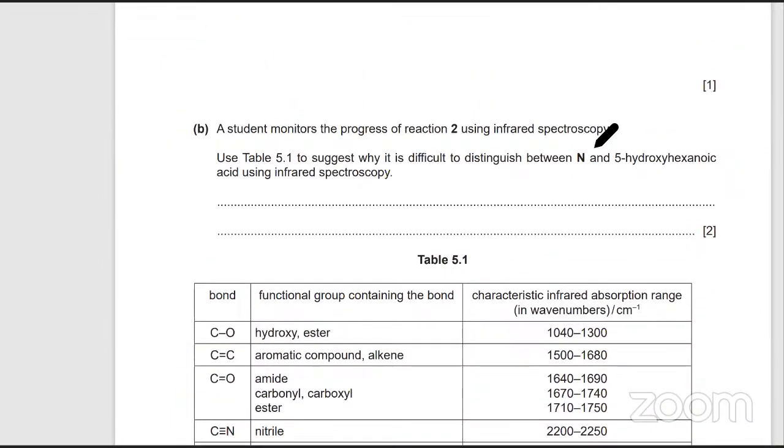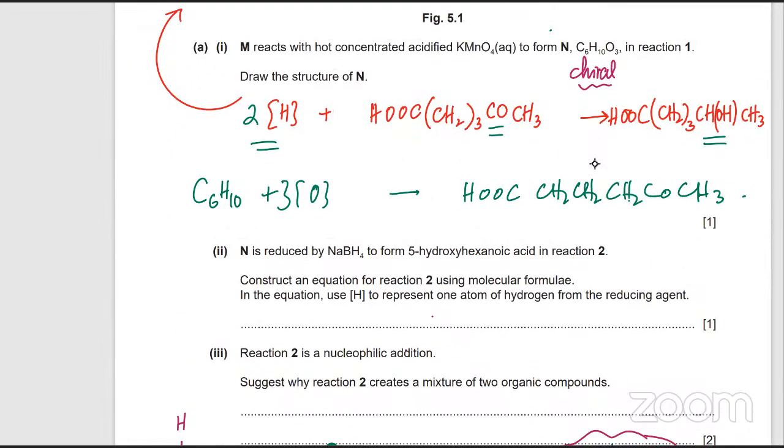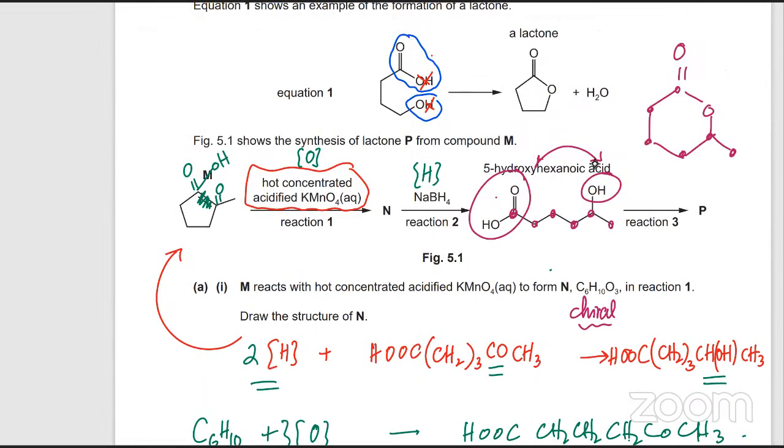As the next part is a student monitors the progress of reaction using infrared spectroscopy. Suggests why it is difficult to distinguish between N and 5-hydroxy hexanoic acid. N जो था ना, वो N is this thing, वो जो ketone and carboxylic acid, and 5-hydroxy hexanoic acid is this thing. So according to infrared spectroscopy, why is it difficult to distinguish them? Because they have got the same type of bonds.